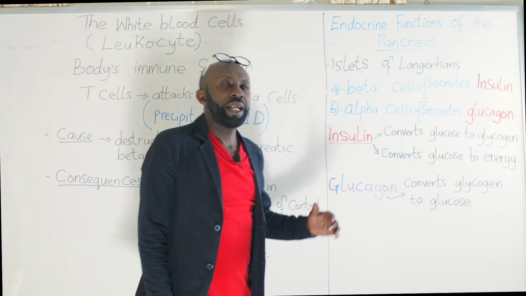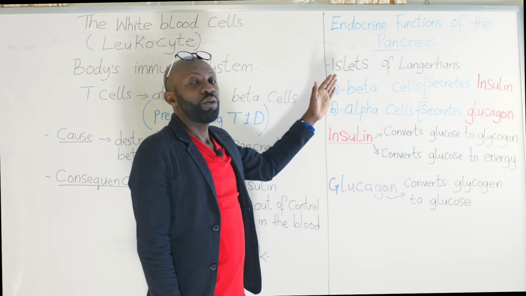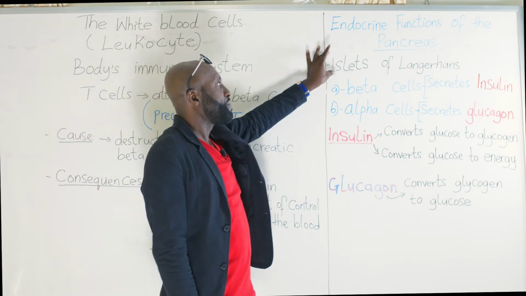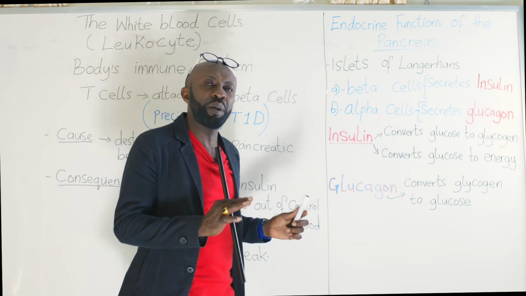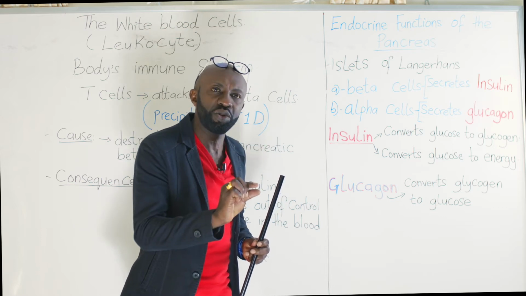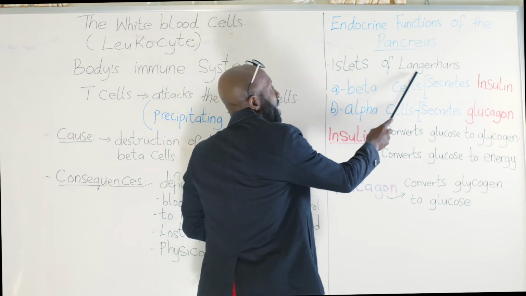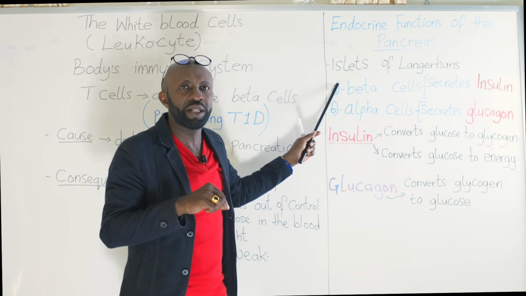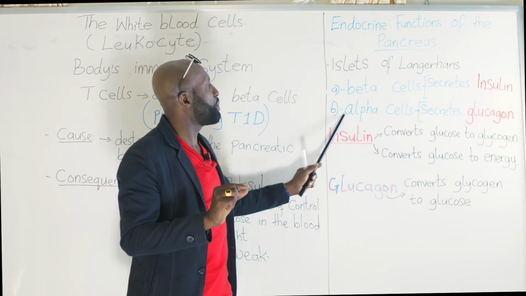Glycogenolysis. Let me make a rundown again on these endocrine functions of the pancreas. I said scattered amongst the follicles of the pancreatic cells, you have clusters of granular tissues. We call them the islets of Langerhans. Inside these islets of Langerhans, we have two sets of cells. We have the beta cells and we have the alpha cells.